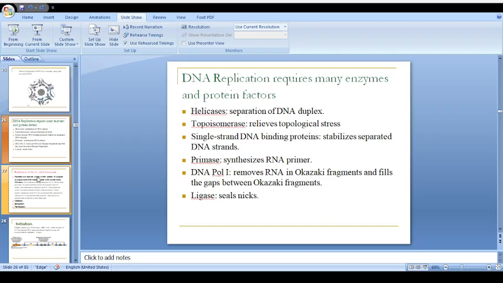Further, DNA polymerase 1, by its nick translation process, removes the RNA and fills the gap between the adjacent Okazaki fragments by its polymerase function. The adjacent Okazaki fragments cannot be sealed by it, so we need a sealing enzyme called ligase, which is capable of sealing the adjacent Okazaki fragments during replication. These are all the various enzymes and proteins which are necessary for the replication process.